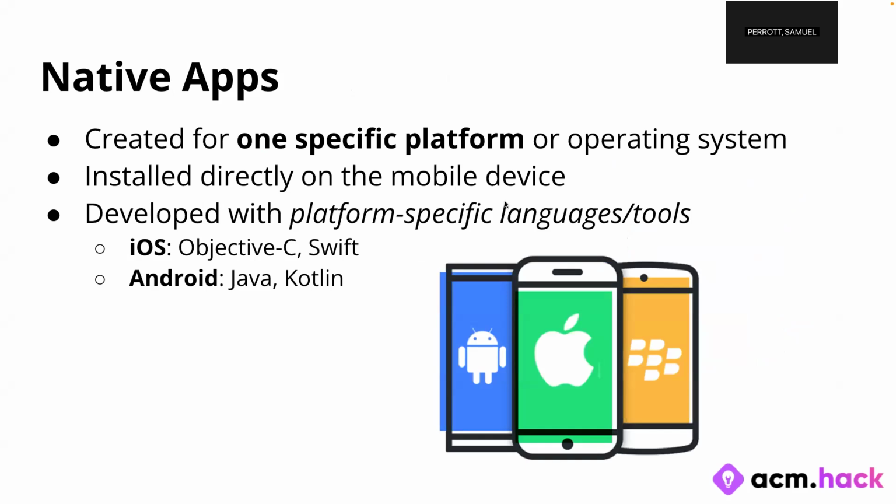So native apps are apps that are created for one specific platform or operating system, and they're installed directly on our mobile devices and developed with platform-specific tools. So if you're developing an iOS app, you can make it with Objective-C or Swift, and if you're making an Android app, you can make it with Java. Don't do Objective-C. Yeah, because we're teaching Swift in this workshop.